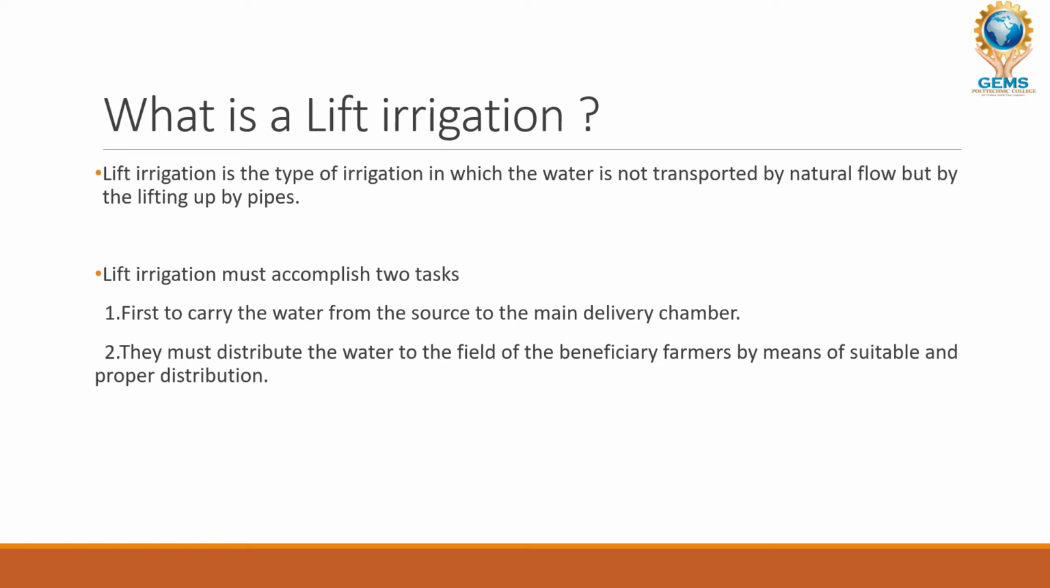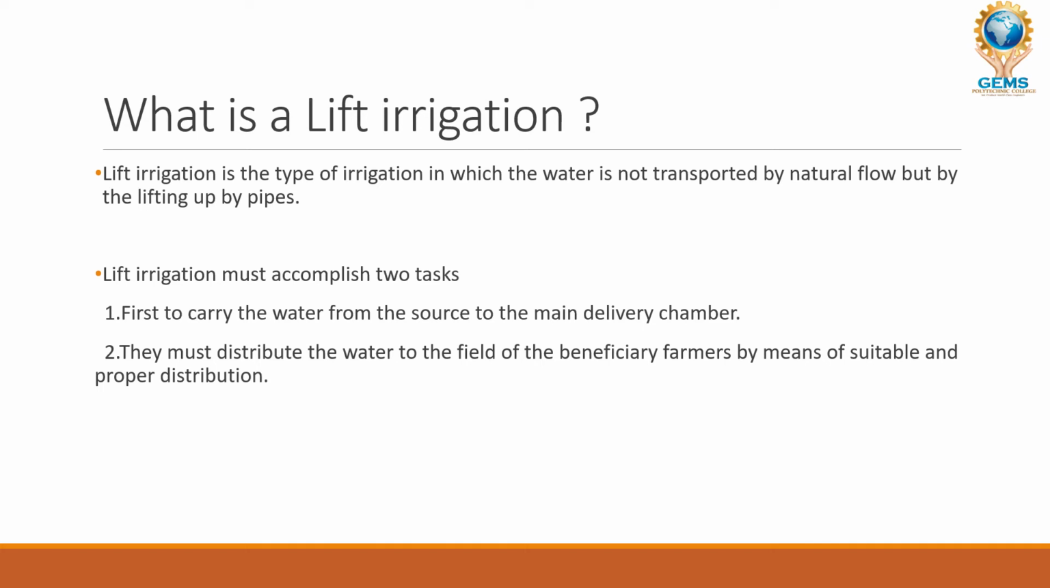The irrigation has to be carried out from the storage tank, which is present several kilometers away from the land you are going to irrigate. This storage tank is connected through pipelines to a main delivery chamber, which is present a little nearby the irrigating land, and from there, through pipelines, the water reaches the irrigation land. This is what the lift irrigation concept involves.